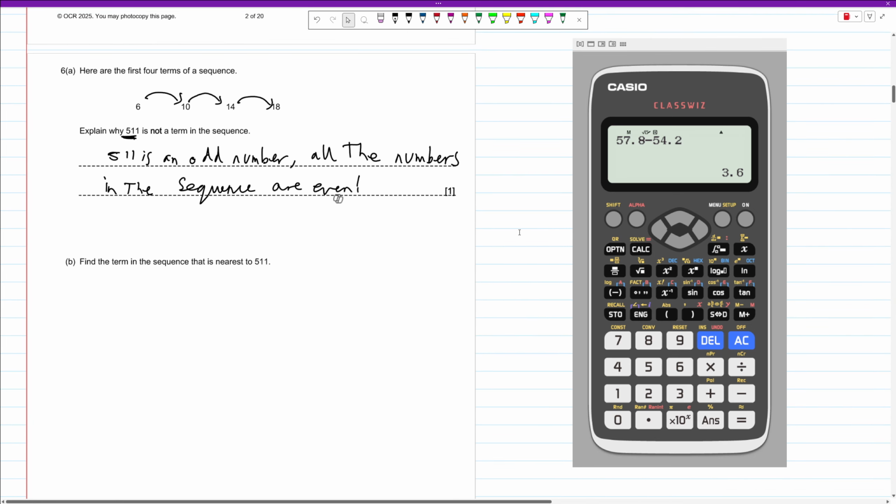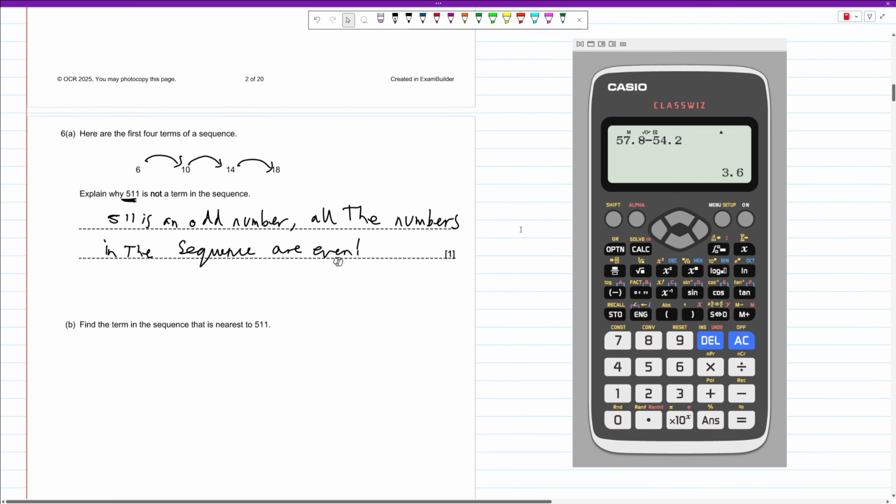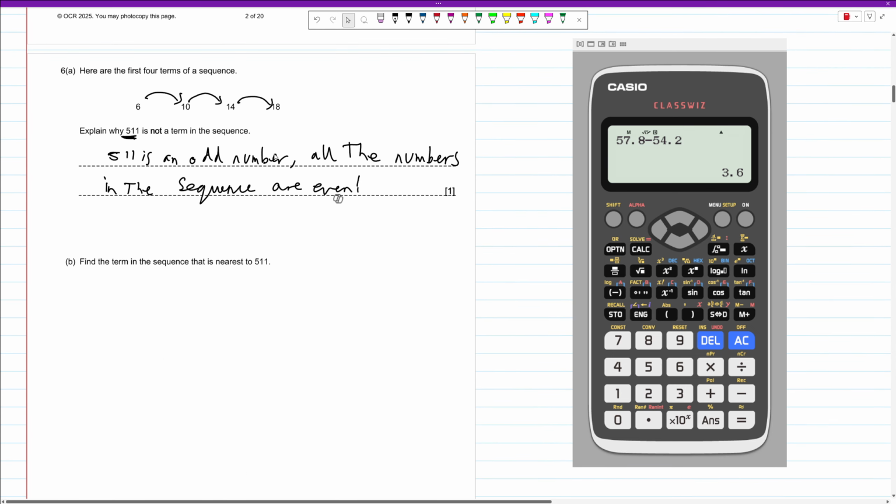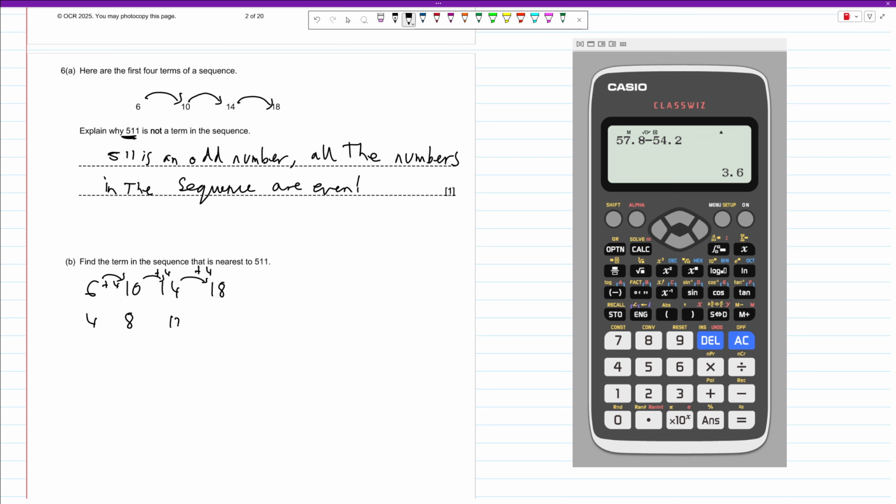Find the next term in the sequence that is nearest to 511. Okay, well, let's have a look at what this is, because this is the same as the one that we had here, 6, 10, 14, and 18, which is why I picked it. So if I go 6, 10, 14, and 18, I know that that's going up in 4s. And I also know that it is the 4 times table, add 2.